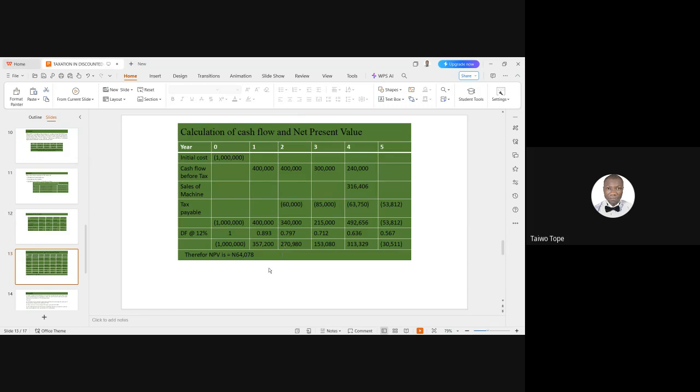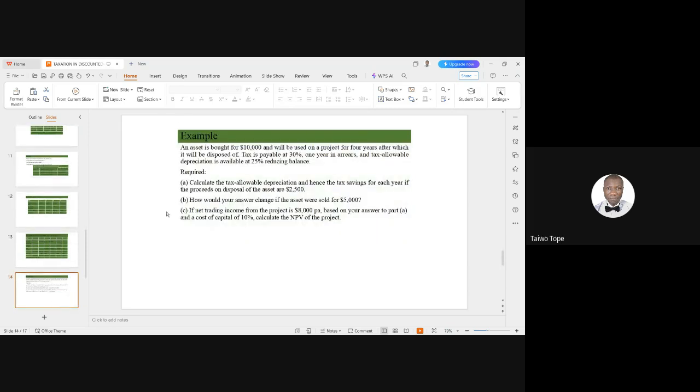Now, to get your net present value, you add the positive and less the negative. Therefore, the NPV will be 64,078 naira only as your NPV figure. You can try and solve these again on your own so that you'll be well grounded in this.